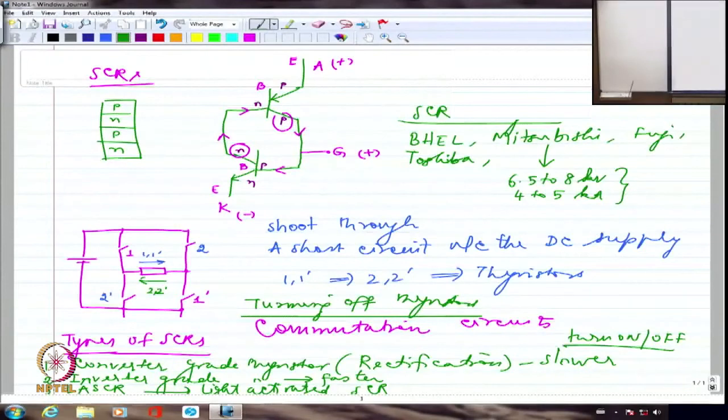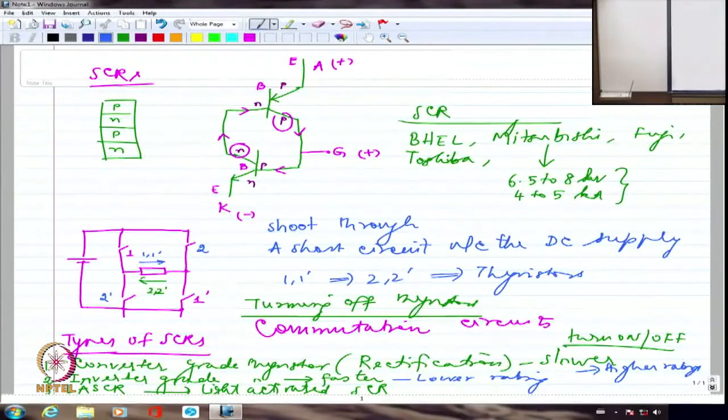But mostly the highest power rated SCR will be converter grade. Inverter grade, because they have to be turned on and turned off very quickly, which means a huge number of charge carriers have to be swept out. It takes longer. So generally inverter grade thyristors will be available only at lower rating, whereas converter grade will be available at higher ratings. So these are some of the characteristics of thyristors when we look at the different types.